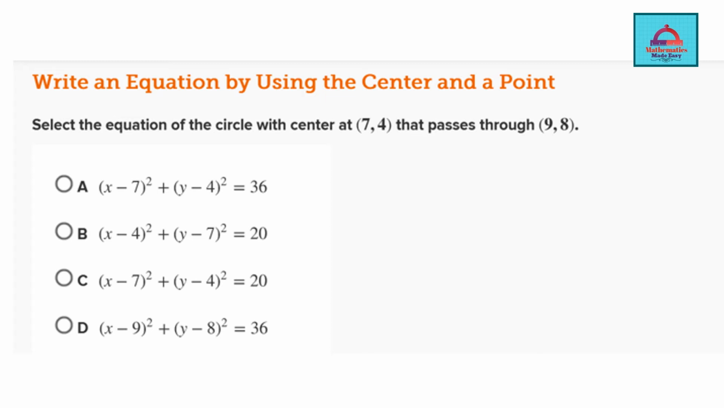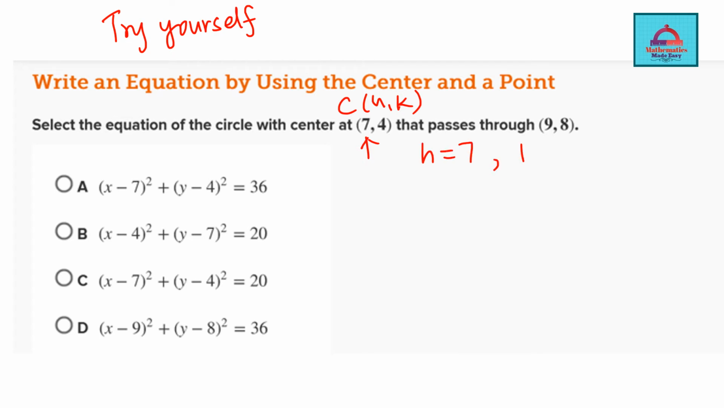Okay, now this is a question which I want you to try yourself. And it's a multiple choice question. So A, B, C, D, you have to tell me the correct answer. The center is given, h comma k, as 7 and 4. So h and k you have. It passes through another point, say P, x comma y. So you need to find two things. The center is given, h comma k. So just find the distance, that will give you the radius.